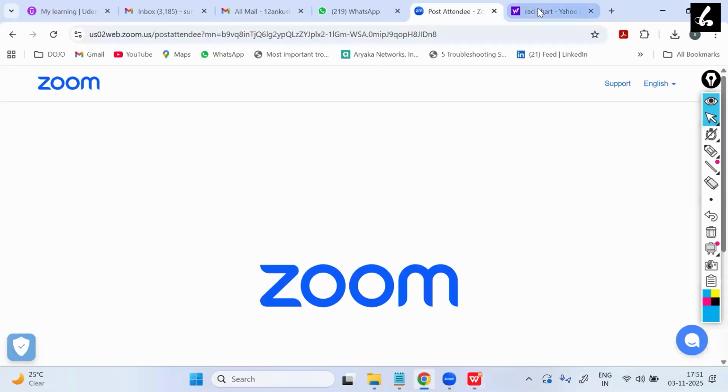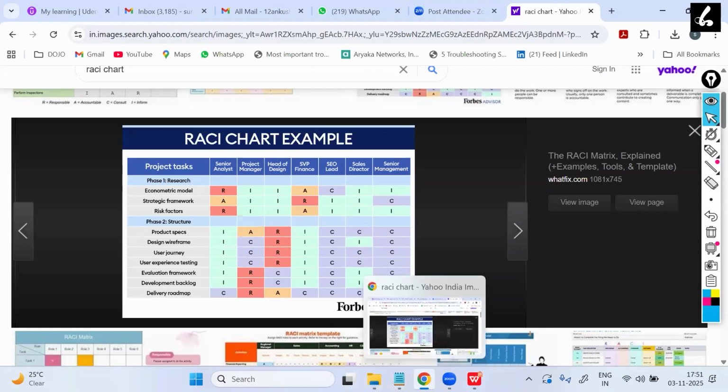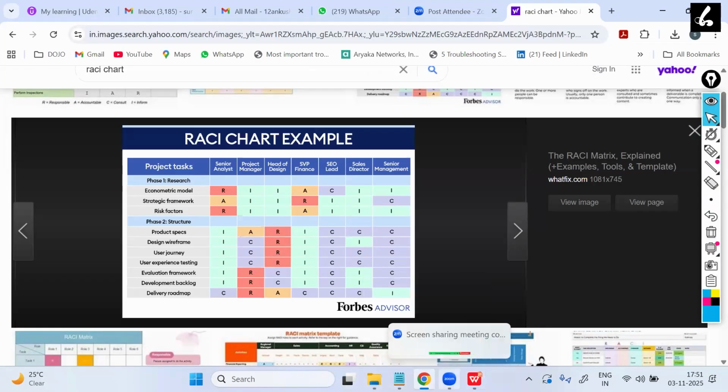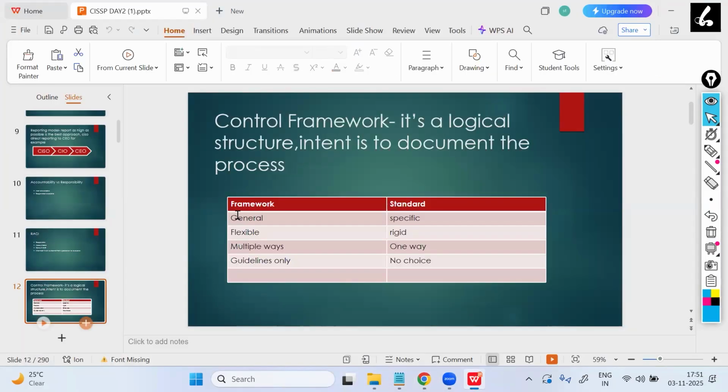For example, I have it handy to show you. This is how it looks. Okay, the RACI chart. So senior analyst, responsible; project manager, informed; head of design, informed. So this is how the chart looks. So basically, the management is where the information, sorry, informed, is coming to report actually. Okay. Control framework.